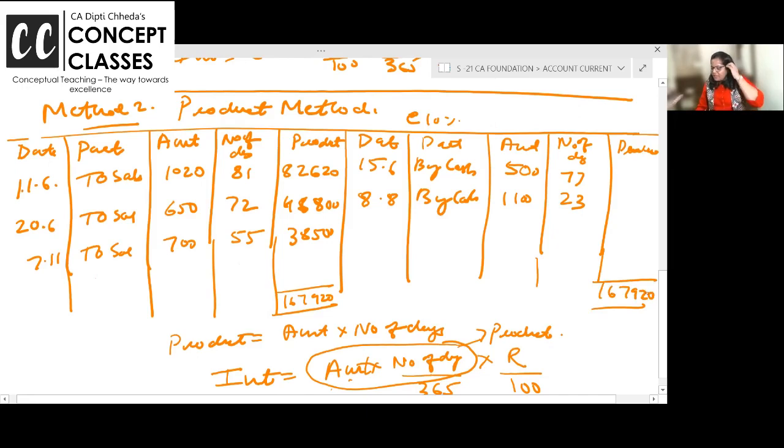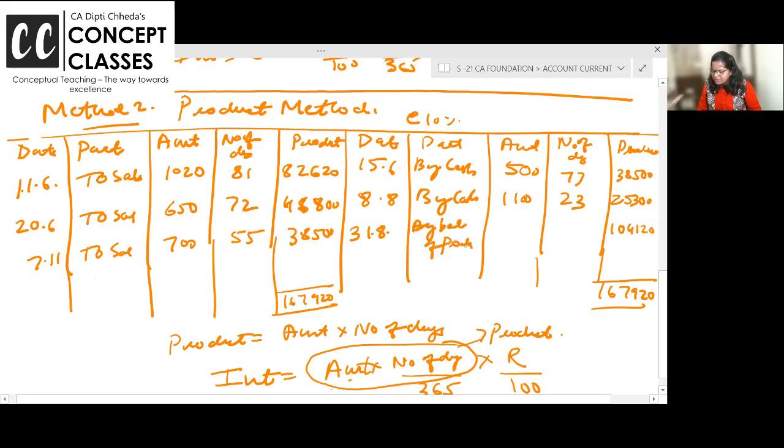167,920. 167,920. Now this side, 500 into 77, 38,500. 1100 into 23, 25,300. Chalo. 167,920 minus 38,500 minus 25,300. You are getting 1,04,120 as the balance of product.